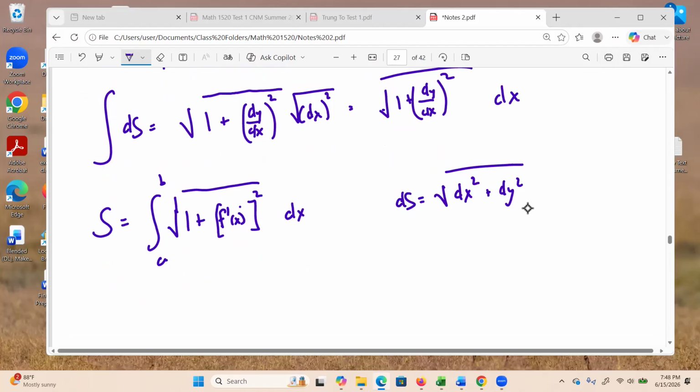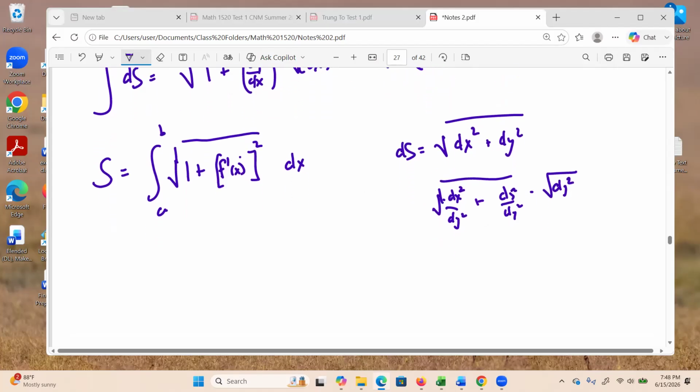And instead of factoring out a dx, I'm going to factor out a dy. So we could say we need the square root of dx squared over dy squared plus dy squared over dy squared. I'm pretty much moving it over here. So there's dy squared as a square root, and all of this stuff is under the square root. So this is the square root of dx by dy, that kind of squared, plus 1, times my dy.